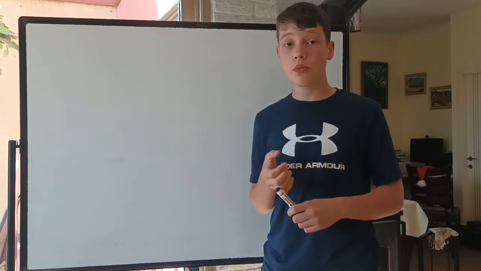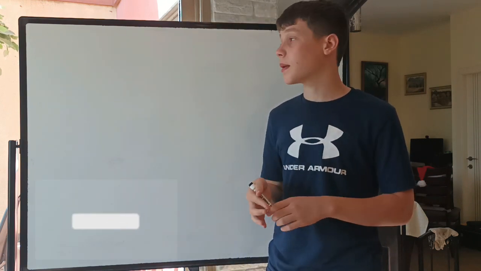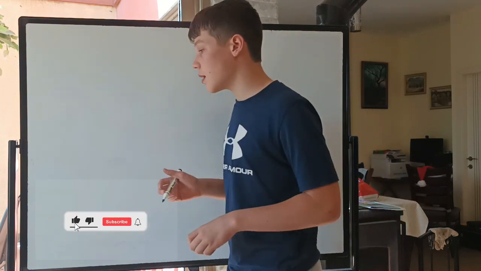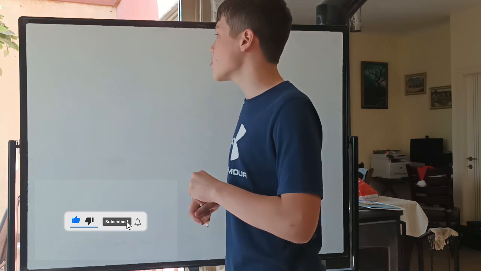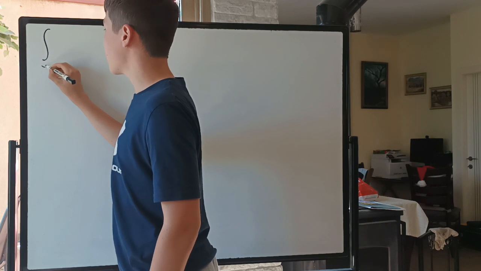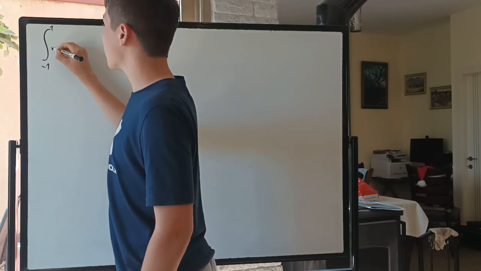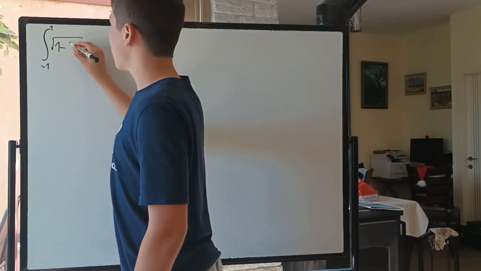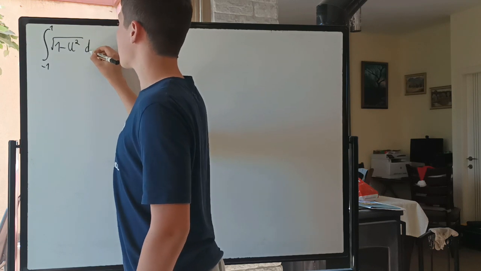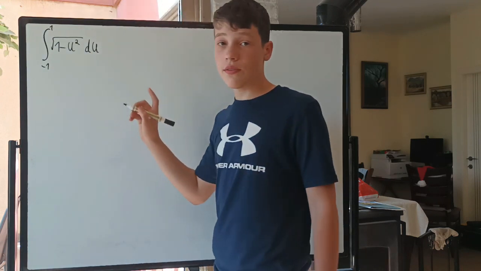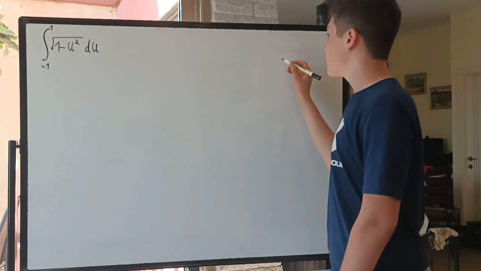Today we're going to talk about this problem which was recently posed by blackpenredpen. So it is as follows. Take two integrals. The first one will be the integral from -1 to 1 of square root 1 minus u squared du. So let's evaluate this integral real quick.